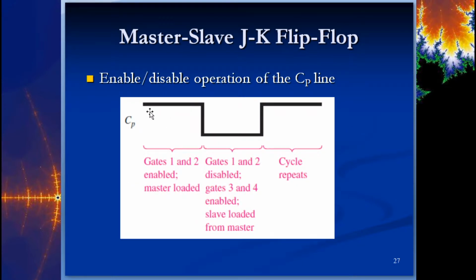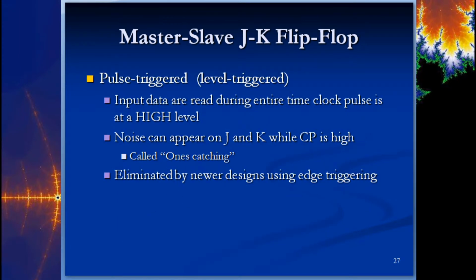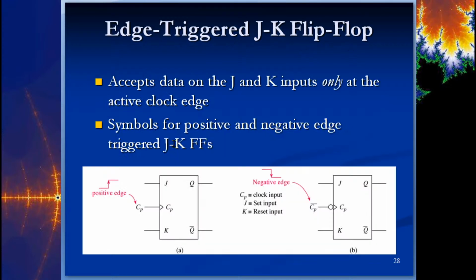In other words, the entire time this is high, that's going to be accepted into the gate. Okay, and then if you have a low here, it's supposed to be low the whole time. You could have a brief intermittent noise on the line, and then it's going to register as a high. Okay? So, like you see here, it says eliminated by newer designs using edge triggering, and that's what we will use the entire semester: edge triggering.